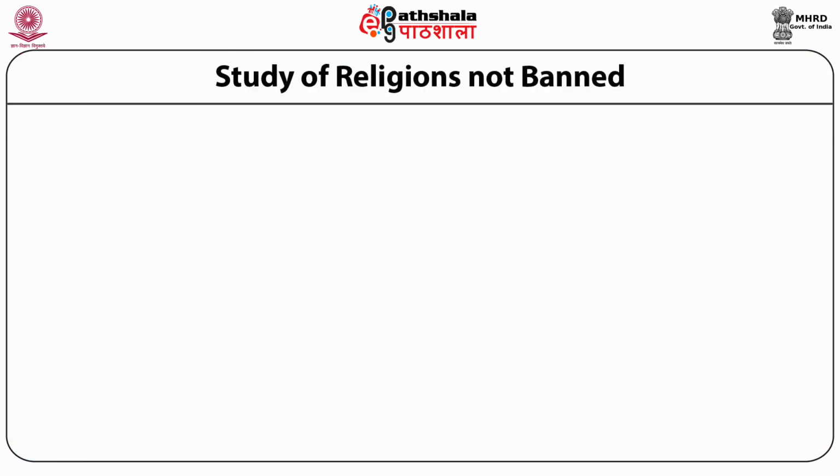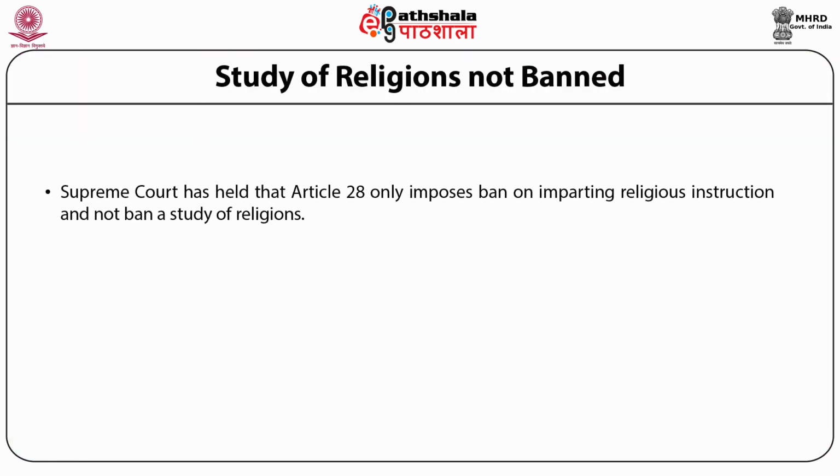Otherwise, the state cannot compel any person attending such an educational institution recognized by the state or receiving aid out of state funds. Of course, needless to say, it does not apply to private school. The Supreme Court has held that Article 28 only imposes a ban on imparting religious instruction and not a ban on study of religions. And now things get slightly more complex. The Supreme Court has drawn a distinction between religious instruction and the study of religions.